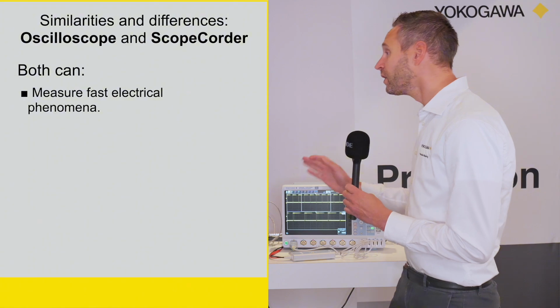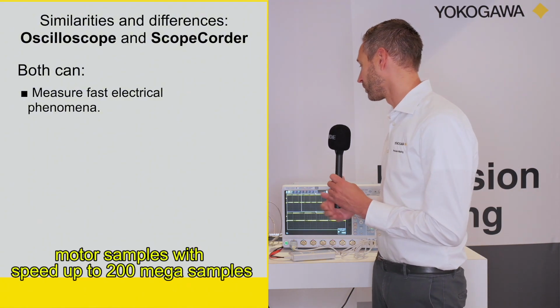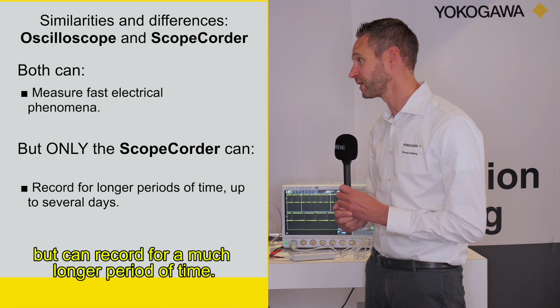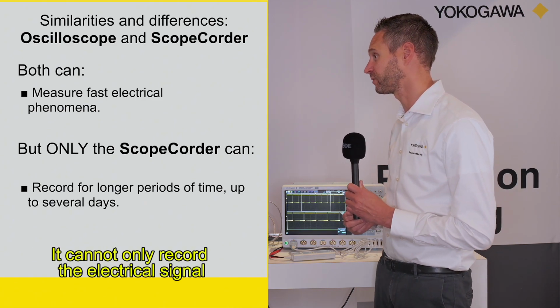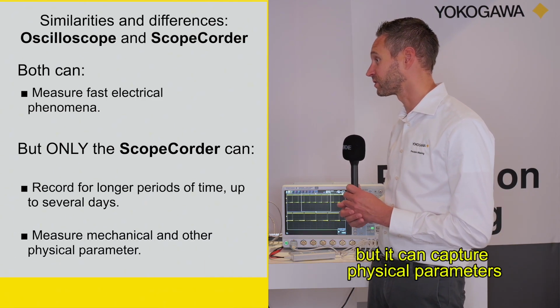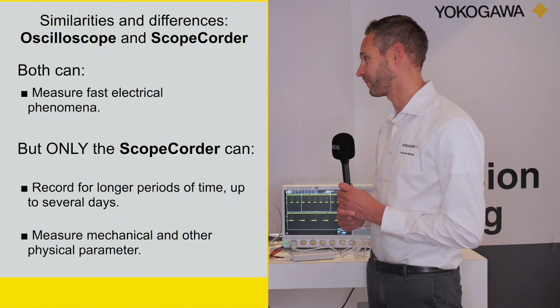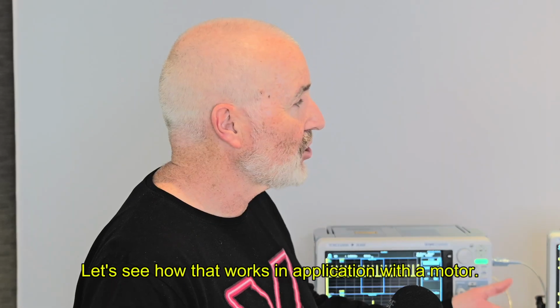Yep. The ScopeCorder also offers modest sample speed, up to 200 megasamples, but can record for a much longer period of time. It can not only record the electrical signal, but it can also capture physical parameters such as temperature, vibration, strain, etc. Let's see how that works in application with a motor.